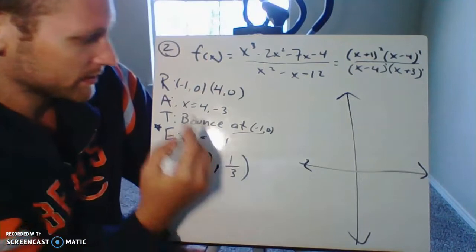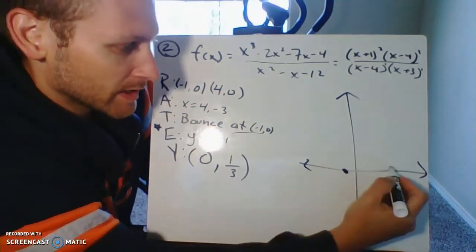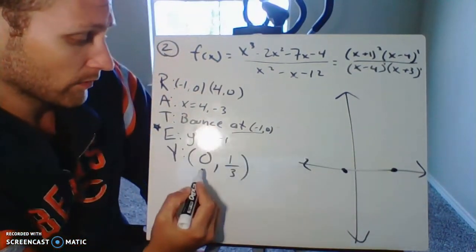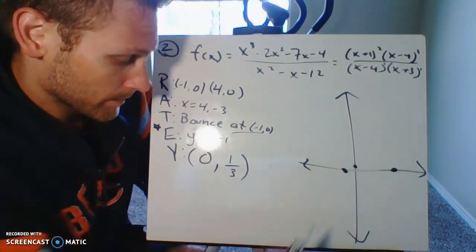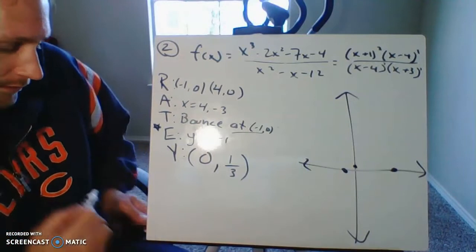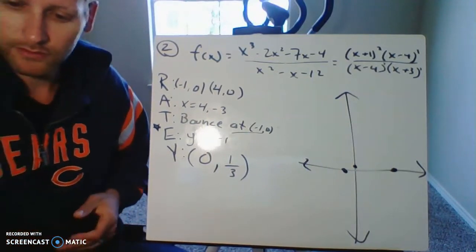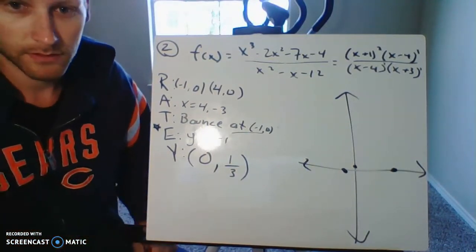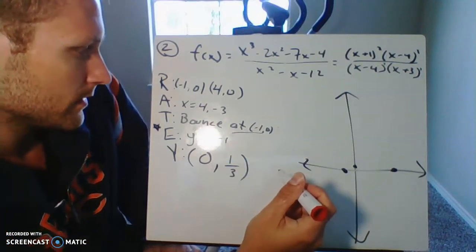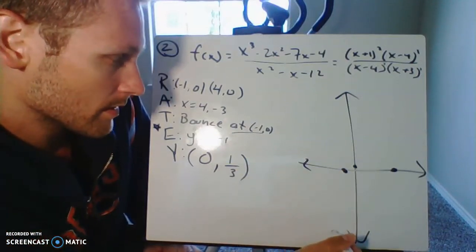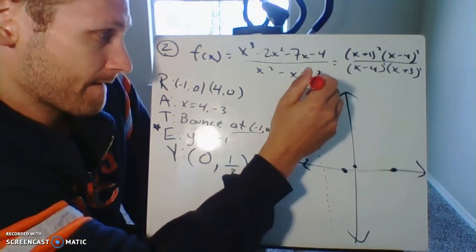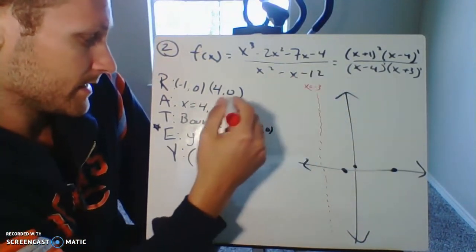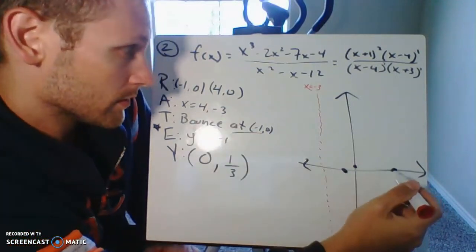All right, so let's put our points in. We got one at -1, we got one at 4, and we have a y-intercept at 1/3. We have vertical asymptotes at -3 and x equals 4.